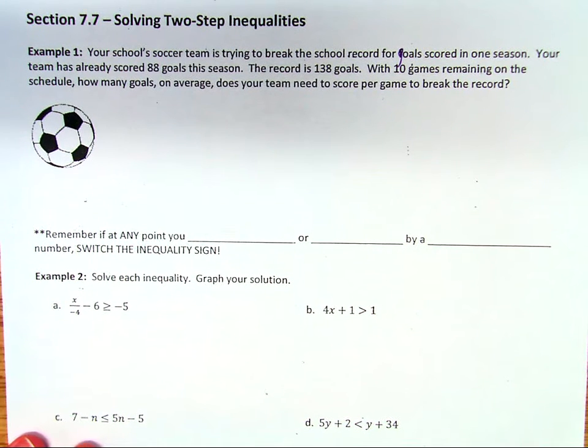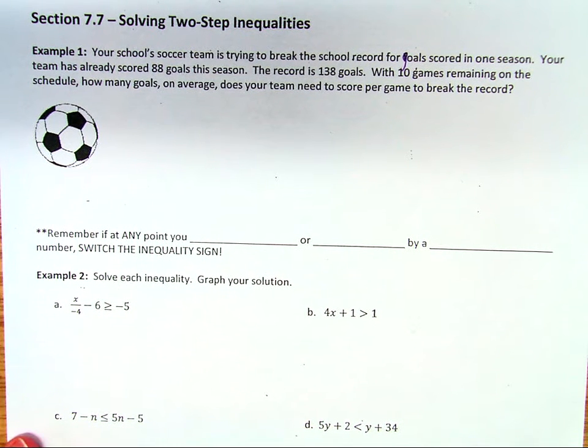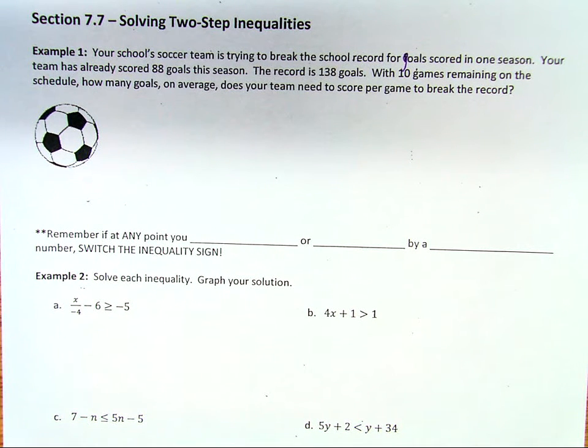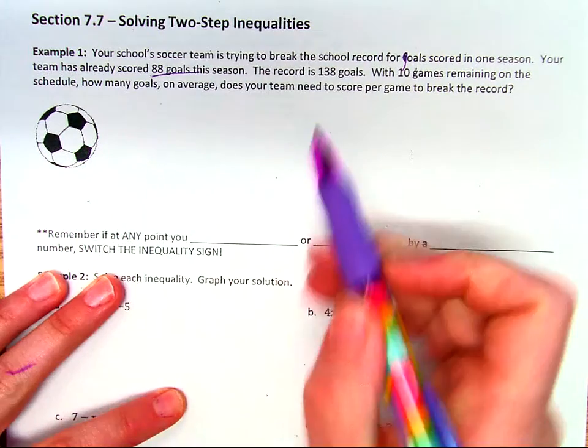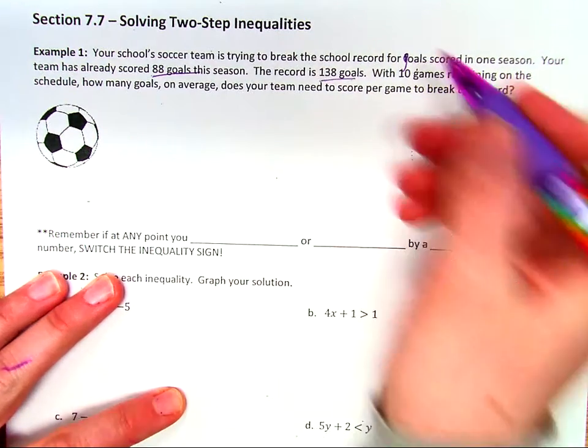Today we're going to be looking at how to solve two-step inequalities. So let's start off with a story problem. It says your school soccer team is trying to break the record for goals scored in one season. Your team has already scored 88 goals this season. So already 88 down. The record is 138 goals.